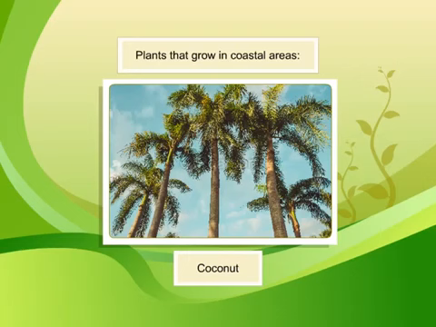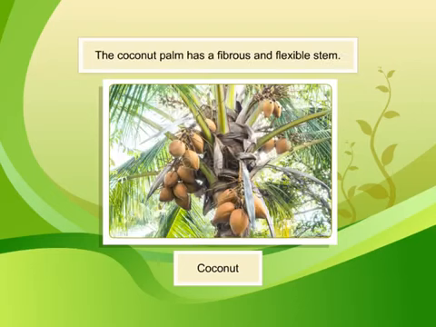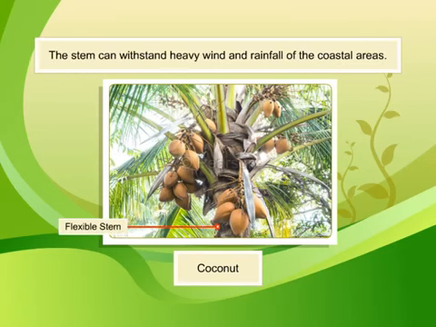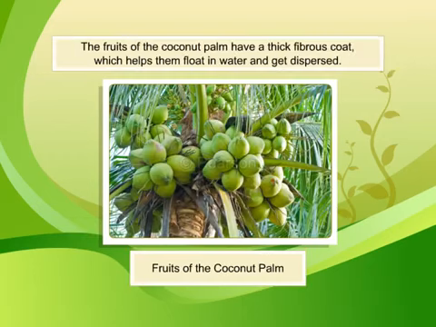Plants like the coconut, which can survive in salty soil, grow in coastal areas. The coconut palm has a fibrous and flexible stem which can withstand heavy wind and rainfall of the coastal areas. The fruits of the coconut palm have a thick fibrous coat. This helps them float in water and get dispersed.